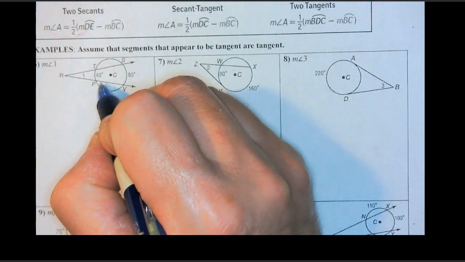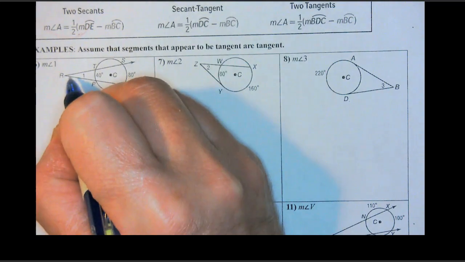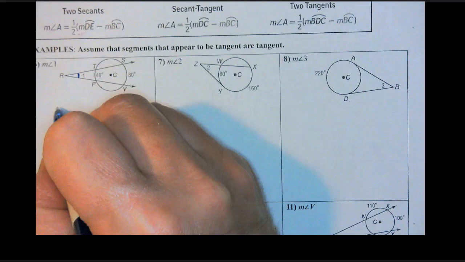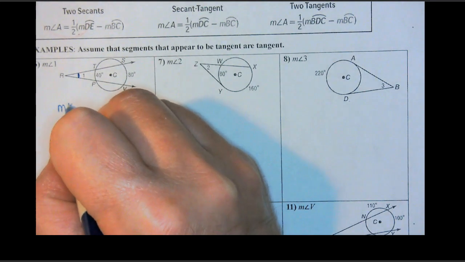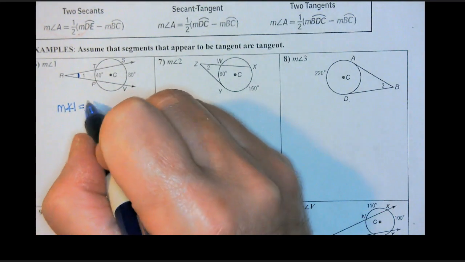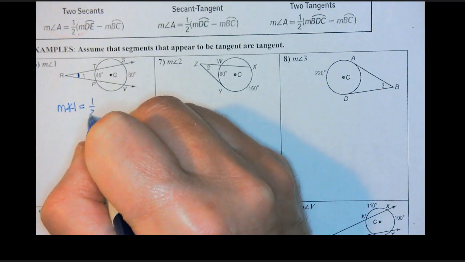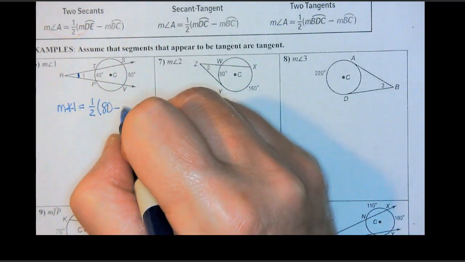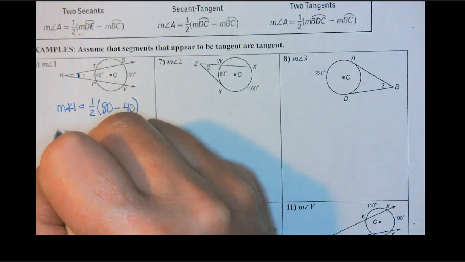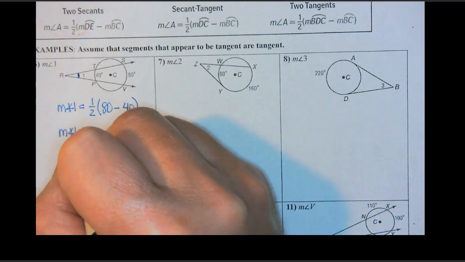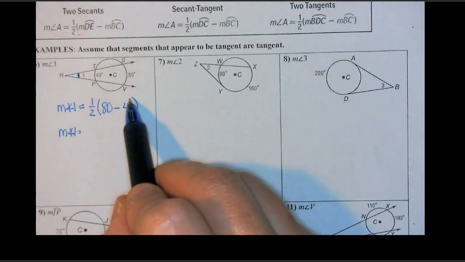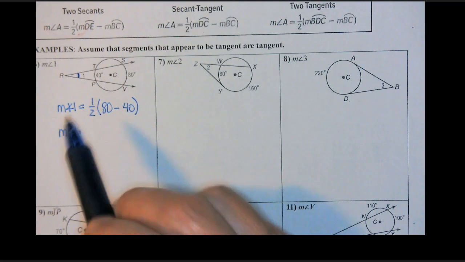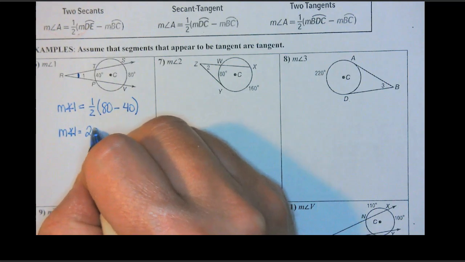So let's look at problem number 1. I'm looking for angle 1, which is this angle right here, or angle R. So the measure of angle 1 equals 1/2 the major arc, which is 80, minus the smaller arc, which is 40. Please remember that you can put it in a calculator, make sure you put parentheses for the calculator, or you can do it in your head. 80 minus 40 is 40, times 1/2 is 20.